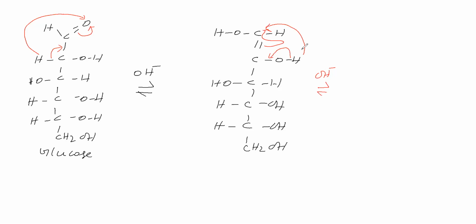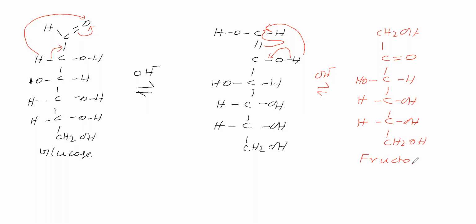Okay. So now this will become CH2OH, single bond, C double bond O, then C, HOH, here HOH, here HOH, here CH2OH. This is called fructose. Therefore, now we got fructose.